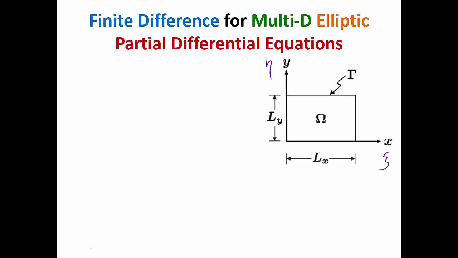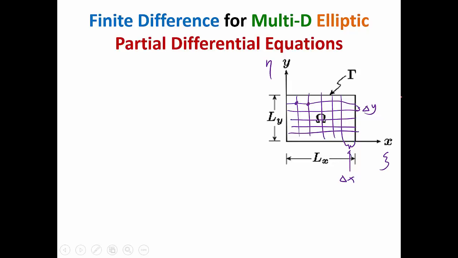So, finite difference for two-dimensional differential equations. Okay, so first of all, we discretize the domain with a fixed delta x and a fixed delta y. So this is delta x, this is delta y. And again, in finite difference, we don't store anything else about a function other than the value of the function at these grid points.